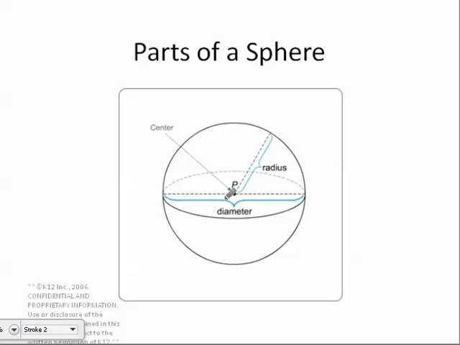A sphere has a center. Center, right there, point P. Through the center, you've got a diameter. That diameter extends straight across the sphere. So if you stuck a needle right through a ball and it came out the other side, that would be the diameter of the sphere. Radius goes from the center out to the edge. It's half of the diameter. Not a problem.